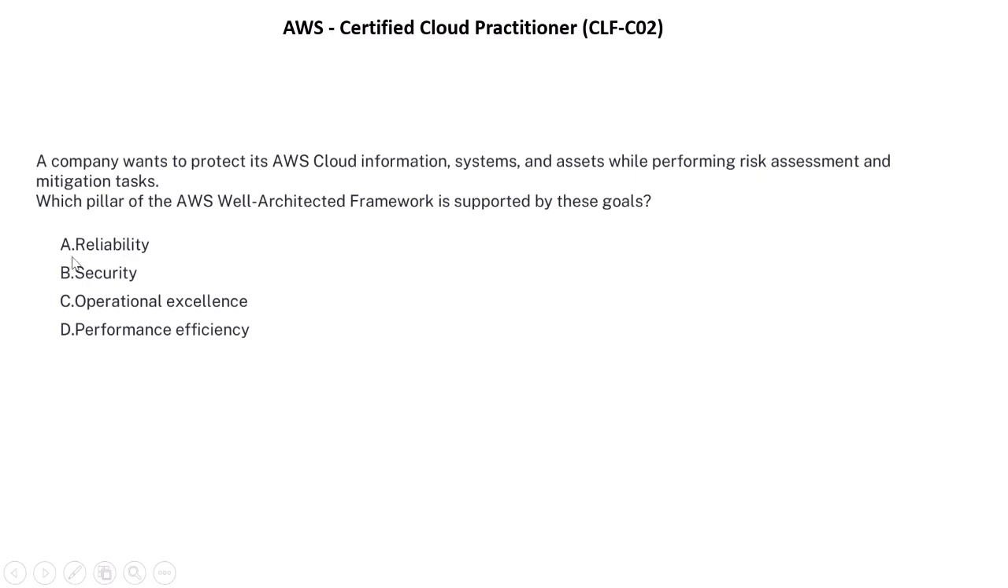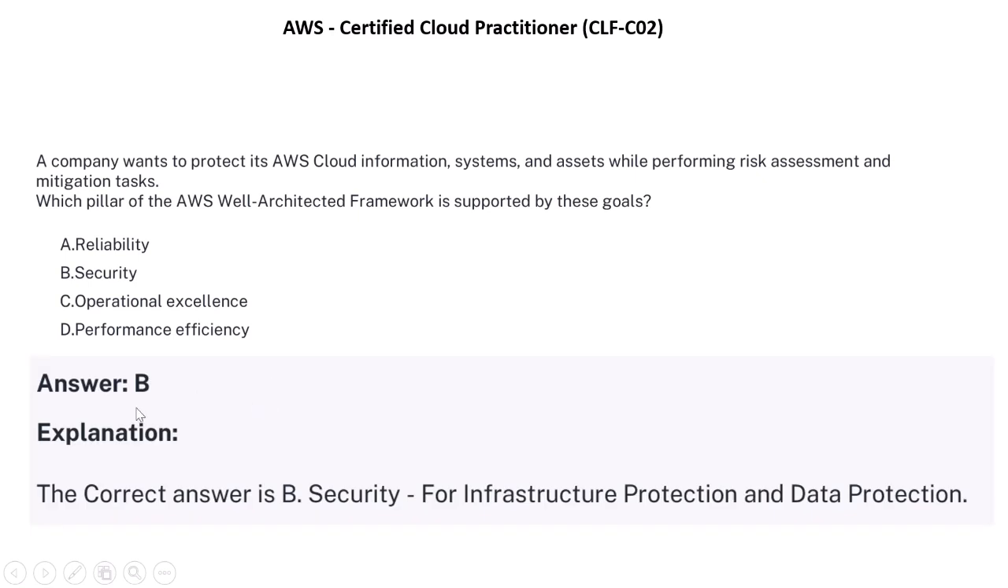Options are option A, reliability, option B, security, option C, operational excellence, option D, performance efficiency. The correct option is option B, security. Security for infrastructure protection and data protection.